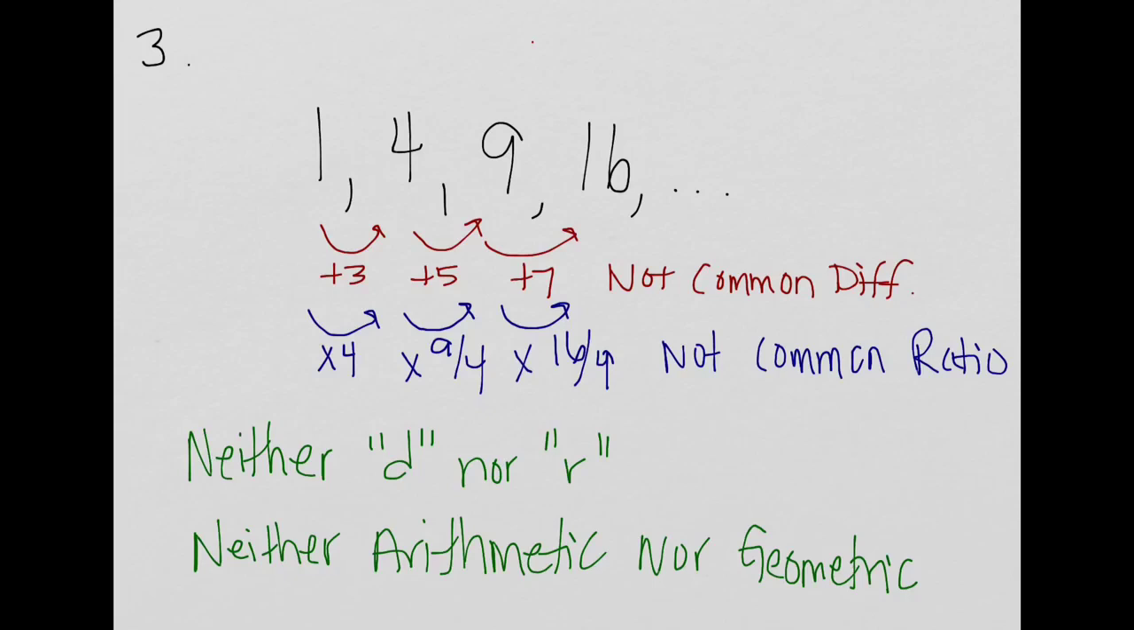So this is a valid sequence. There is a pattern here. We already talked about the pattern. The next one's 25 and then 36. But this is not a pattern that's going to help us this year as far as doing arithmetic and geometric stuff.